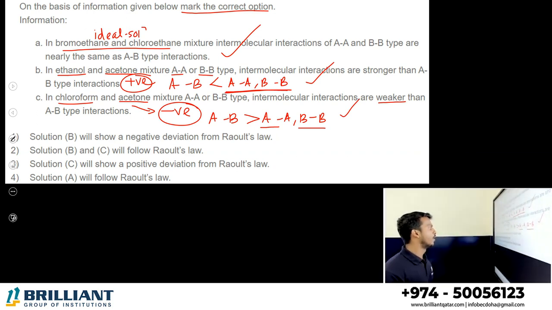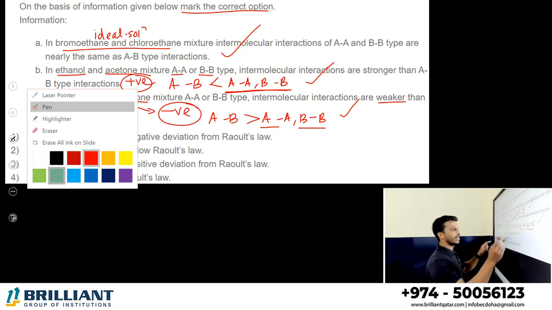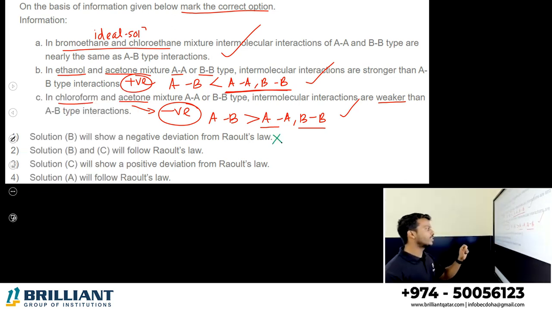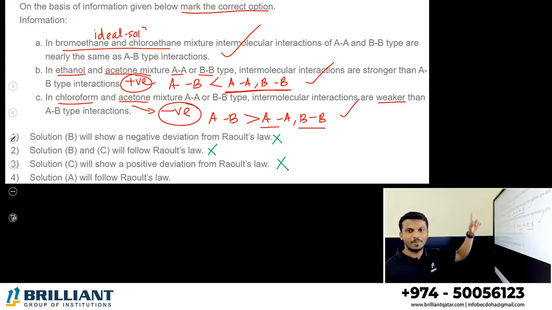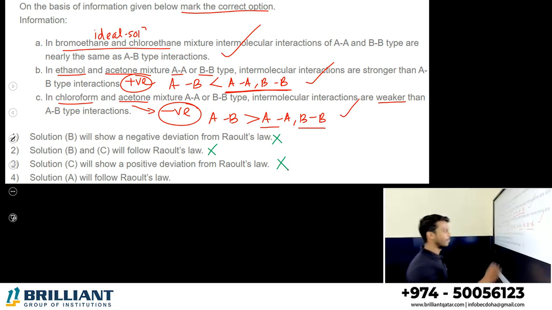Let me go to the options. Solution B will show negative deviation. Is it? No, it's showing positive deviation. So that is not the correct answer. Solution B and C will follow Raoult's law. No. B and C are positive and negative deviation. They are not ideal solutions. They won't obey Raoult's law. Option C, solution C will show a positive deviation. No, we discussed solution C forming negative deviation. Solution A will follow Raoult's law. Yes, because it is the ideal solution. Option 4 is the correct answer.